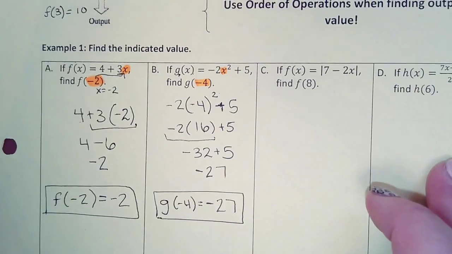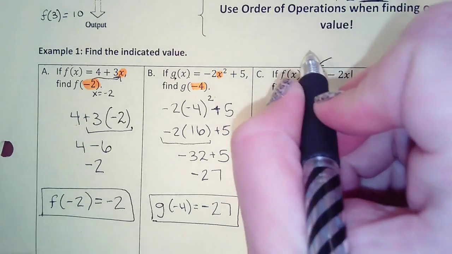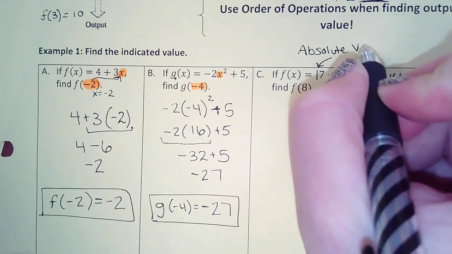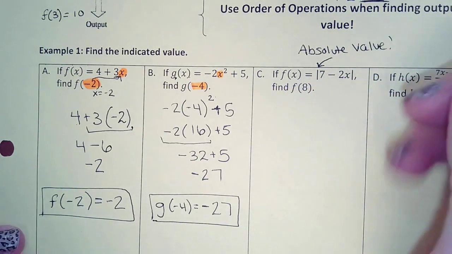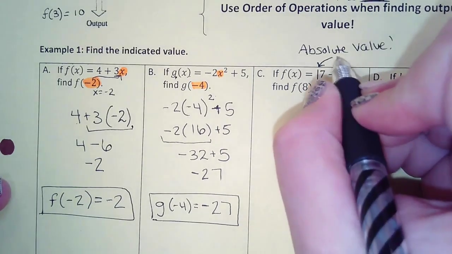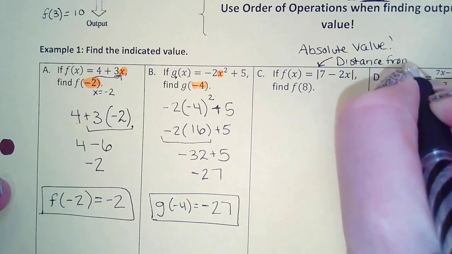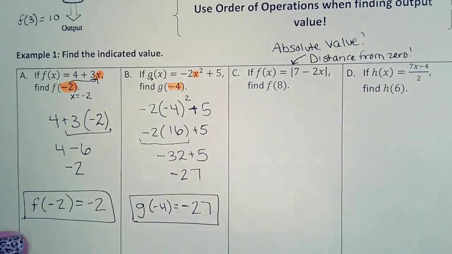Okay, next one here. I have these bars right here. Those are absolute value. Remember back to when we started doing absolute value? Absolute value is the distance that this number is from 0. And remember, distance cannot be negative.